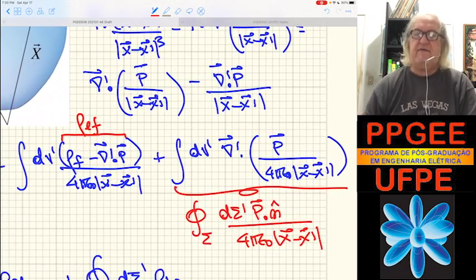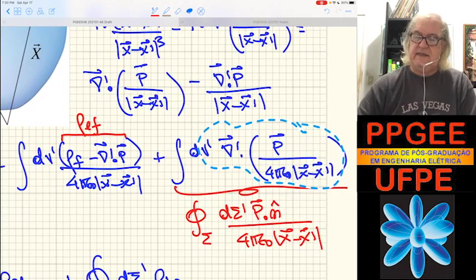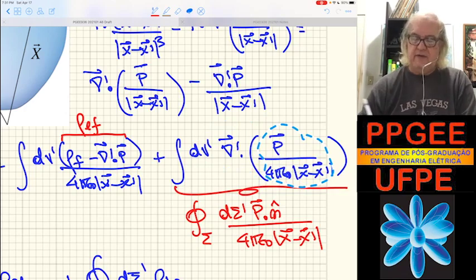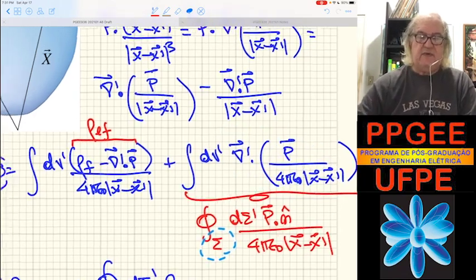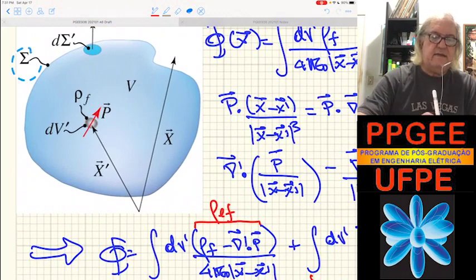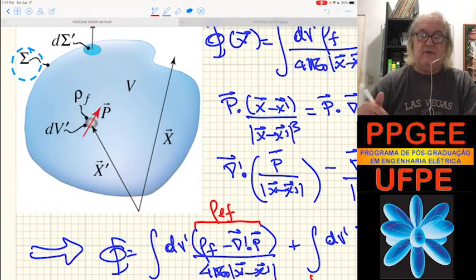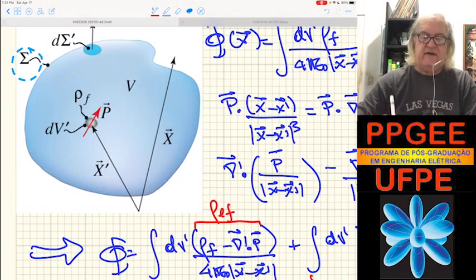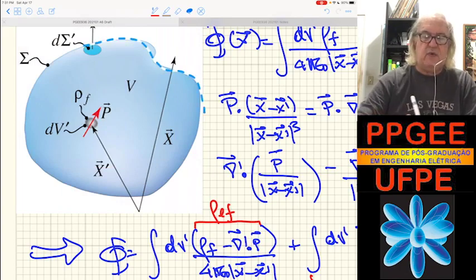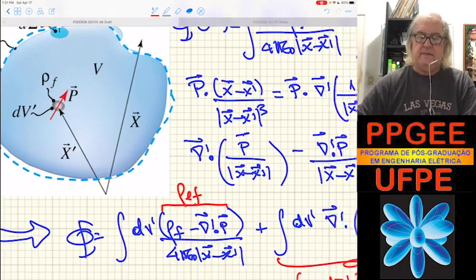And here we have Gauss's theorem. I'm going to transform this into a surface integral of this vector. It is the flux of this vector outwards of the volume that's bound by surface sigma. So I'm going to transform the integral of the divergence of the vector in the volume into the flux of the vector outwards through sigma.